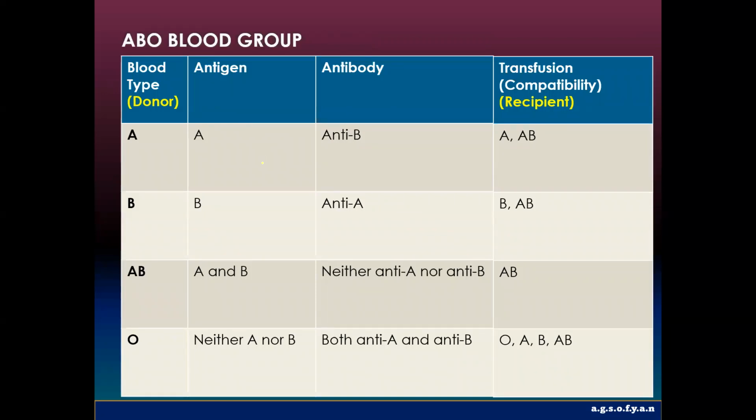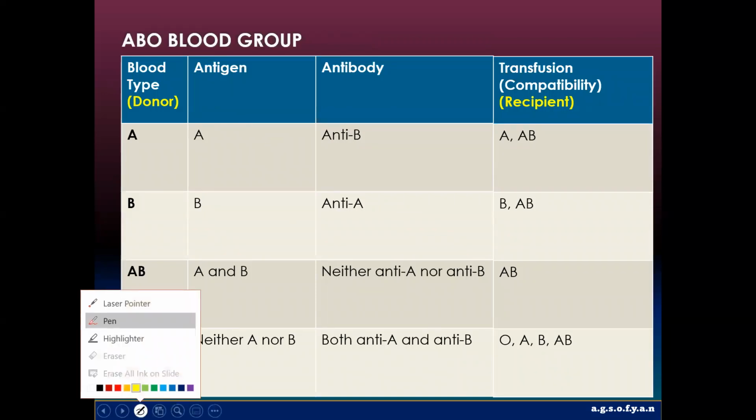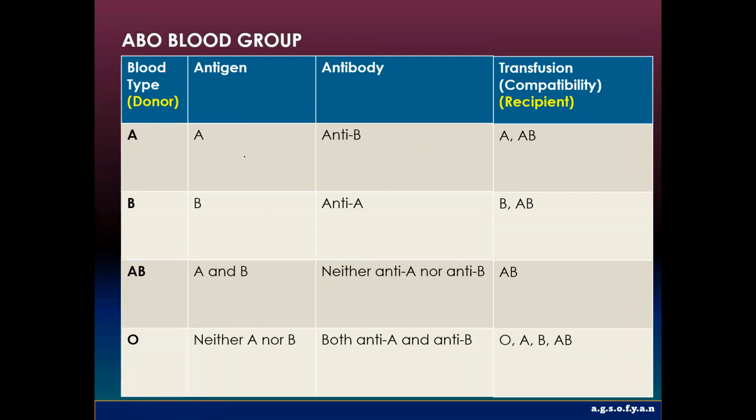Okay, now I'm going to explain this again. This is really important about what the ABO blood type is. Now, there are four blood types based on the ABO group. The first one, of course, type A, type B, AB, and O.